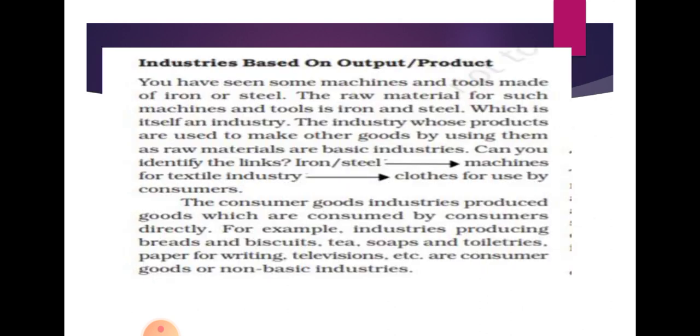Industries based on the output and the product. Industries are divided according to the output into two ways. One is called the basic industry, and another one is called the non-basic or consumer industry. The basic industry means the iron and steel industry is an example of the basic industry, where the raw material is used in other industries also. In case of the iron and steel industry, the iron and steel is used by different industries of the world. That's why it is called the basic industry.